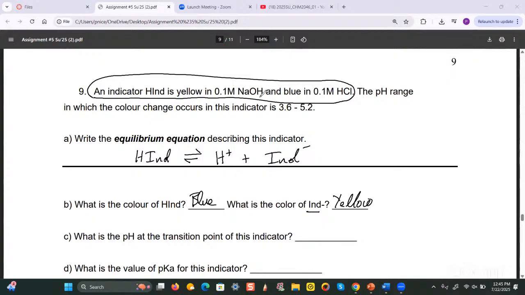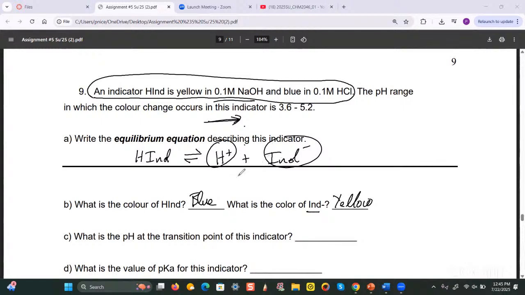If the indicator is yellow in sodium hydroxide, that means that the sodium hydroxide is reducing the concentration of the H plus and pushing the equilibrium in that direction, which means that the color of the IND minus must be yellow. Le Chatelier's principle says that the equilibrium will shift to produce more H plus and therefore would favor the formation of the IND minus. So therefore it's going to be yellow.